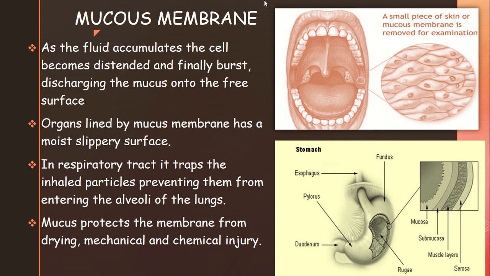As the fluid accumulates, the cell becomes distended and finally bursts, discharging the mucus onto the free surface. When it is full, it finally bursts and discharges the mucus into our mouth. That is called the mucous membrane. Organs lined by mucous membrane have a moist, slippery surface. In the respiratory tract, it traps inhaled particles, preventing them from entering the alveoli of the lungs.